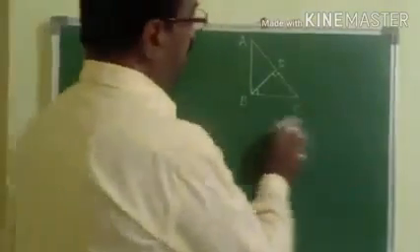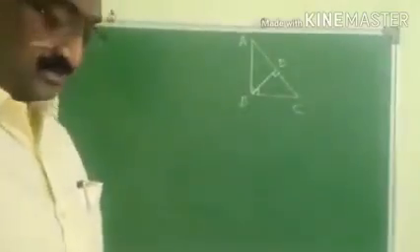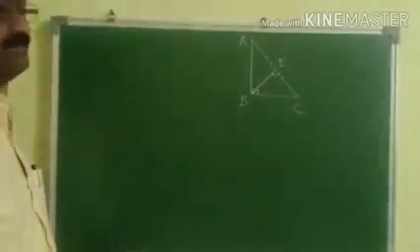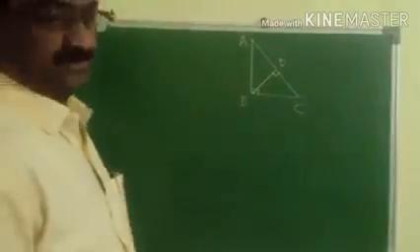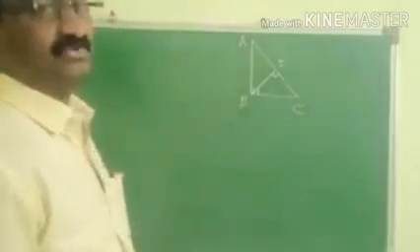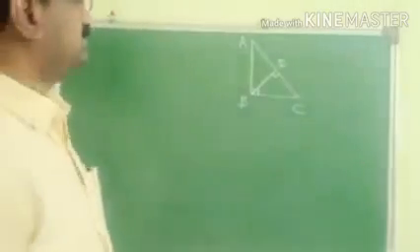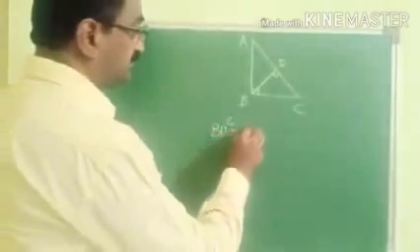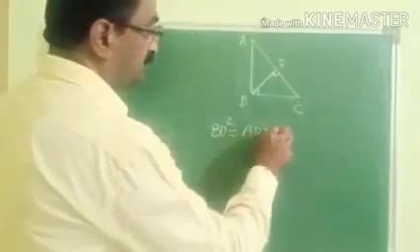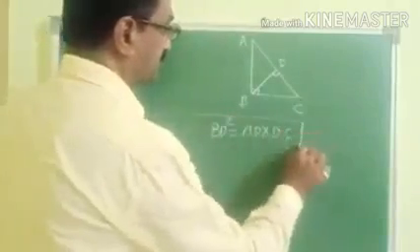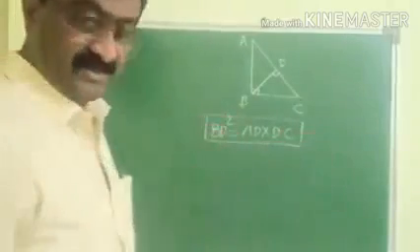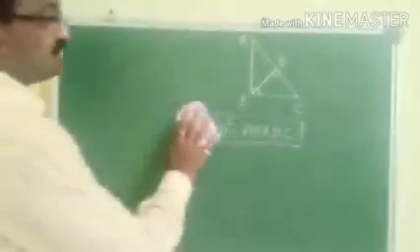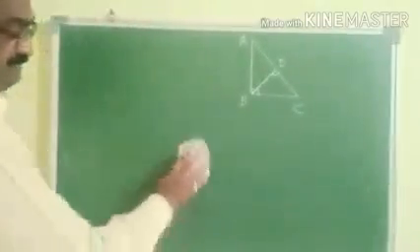After that we have seen the geometric mean theorem. What is the geometric mean theorem? If in this triangle ABC, BD is the altitude drawn to the hypotenuse, then according to the geometric mean theorem, BD square is equal to AD into DC. That is the geometric mean theorem.